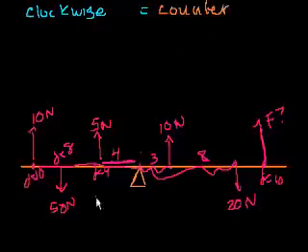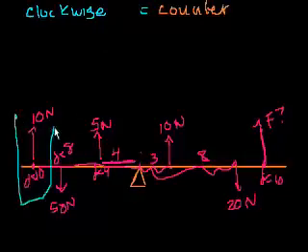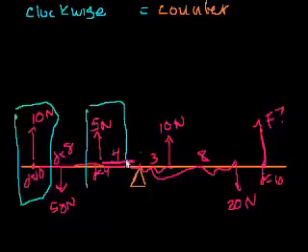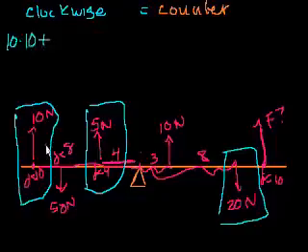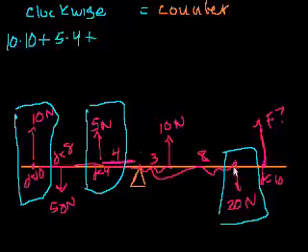Well, this clockwise is this direction, right? That's the way a clock goes. So this is clockwise. I want to go in this direction, right? And so this is clockwise. So what are all the clockwise moments? It's 10 newtons times its moment arm distance 10, so 10 times 10, plus 5 newtons times its moment arm distance 4, plus 5 times 4, plus 20 newtons times its moment arm distance of 8, plus 20 times 8. And that's going to equal the counterclockwise moments.